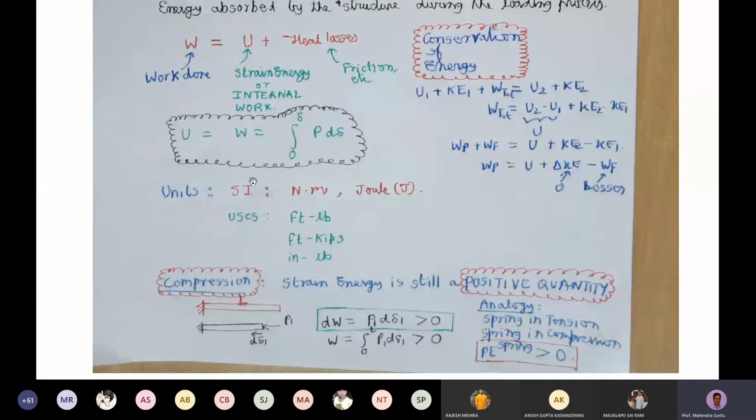So what are the units? Units will be force times length. Force is in Newton, and delta, that elongation, is in meters. So we will get Newton meter. So 1 Newton meter is 1 joule. Or else you can have force in terms of pounds and displacement in terms of feet. So you can have pound feet or kip feet or pound inch. So this is for the British system or the US system.